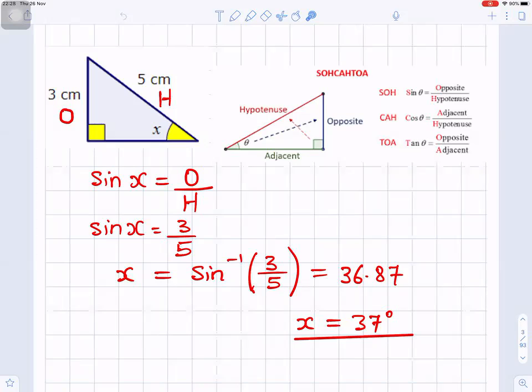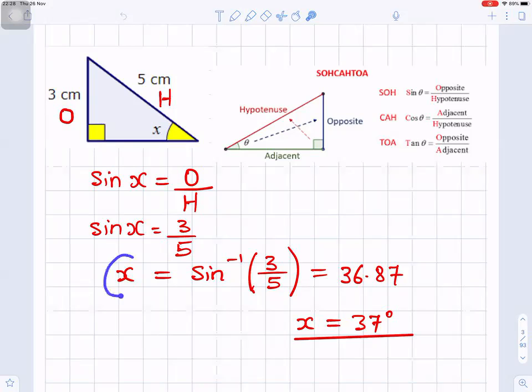So where you have the angle X in yellow, imagine your eyes are there and you're looking, that is the opposite, 3 centimeters. Hypotenuse is the one opposite the 90 degrees, which is 5. So that means you have O and H, which is the SO, so you use sine theta. But instead of theta, we are using X. So we say sine of X is equal to opposite divided by hypotenuse. The opposite is 3, the hypotenuse is 5. So sine of X is 3 divided by 5.